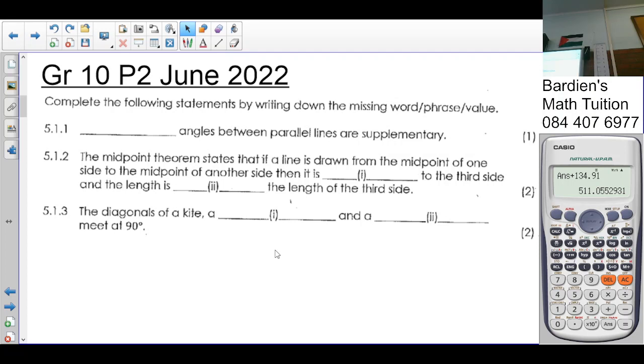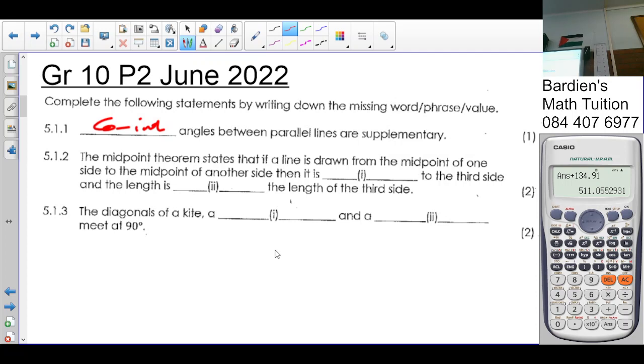So in 5.1.1, which angles between parallel lines are supplementary? What does supplementary mean? Adds up to 180. So which angles add up to 180 between parallel lines? Co-interior.